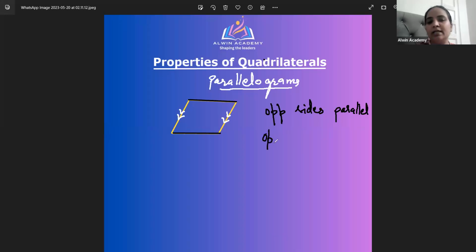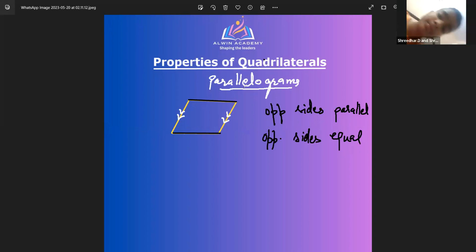And opposite sides equal. Right or not, beta ji? Yes, ma'am. So I'll put arrowheads on this one as well. Got it, beta? So this is clearly showing that the yellow lines, they are parallel to each other, and black lines, they are parallel again. Okay. Now, what else do we know about parallelogram?